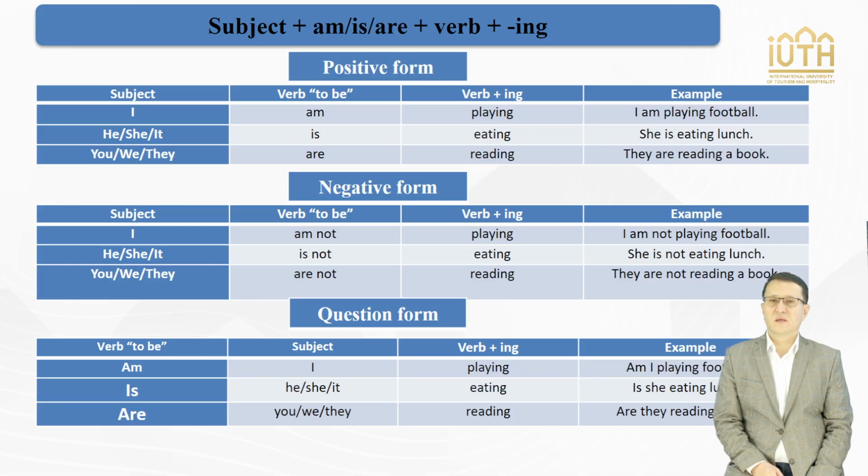Negative form of the sentence: add not after am, is, are. For example, I'm not working, he's not sleeping, they are not watching TV. Question form of the sentence: put am, is, are at the beginning of the sentence. For example, are you eating? Is she reading? Am I doing it right?